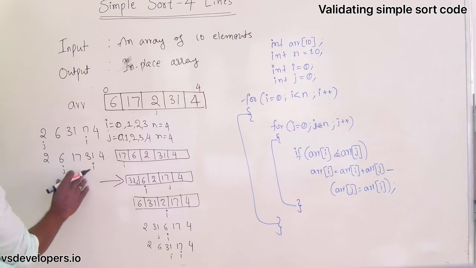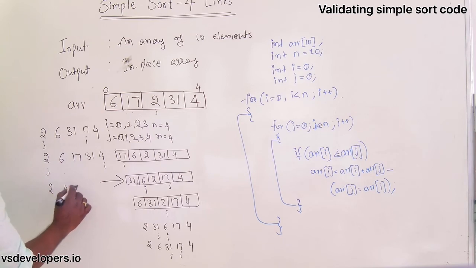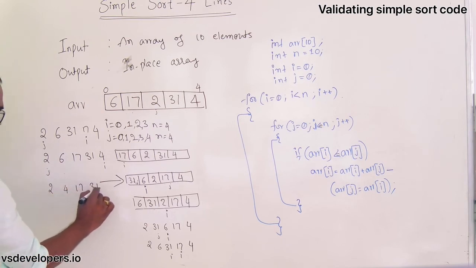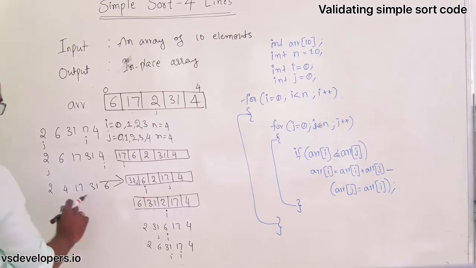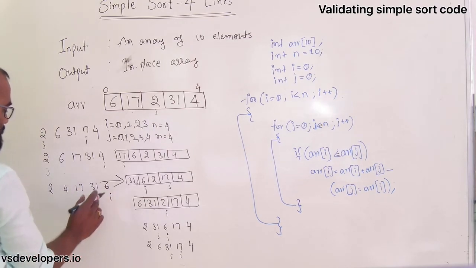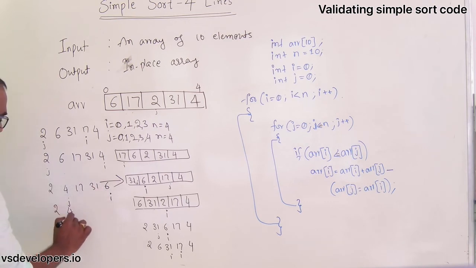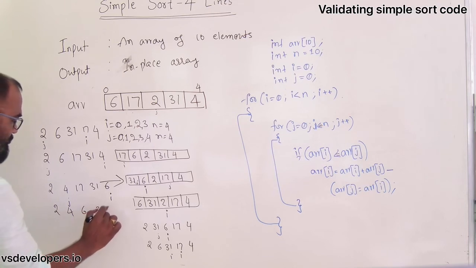So you come back, again start, your I is here, j starts from 2. So you compare 2, array of I, 4 is less than 2, no. Is 4 less than 6, yes. So you swap: 2, 4, 17, 31, 6. Now again, your array of I is here, the value is 6, j is here, compare 4 and 6, we swapped that already. Now 6 and 17, yes, so swap them.